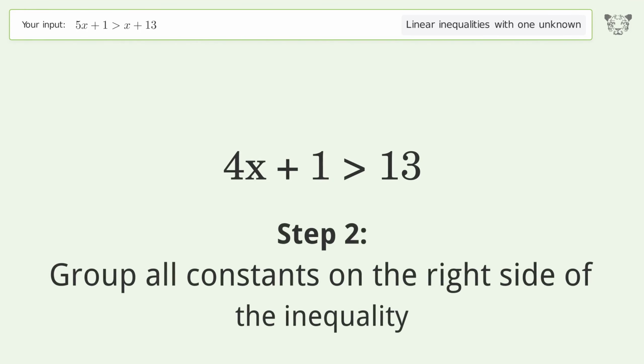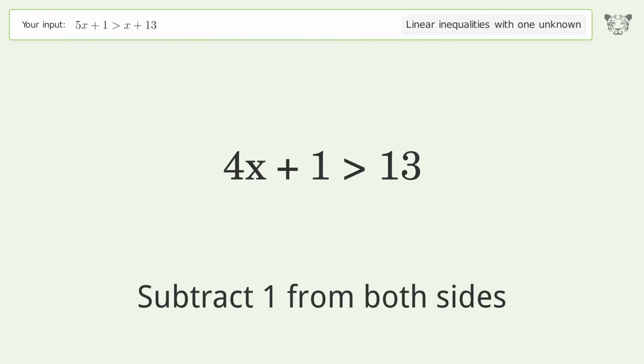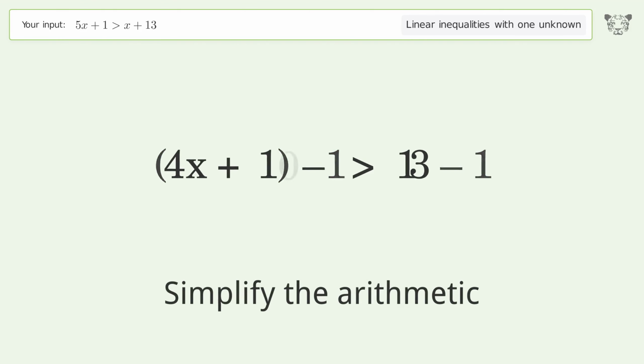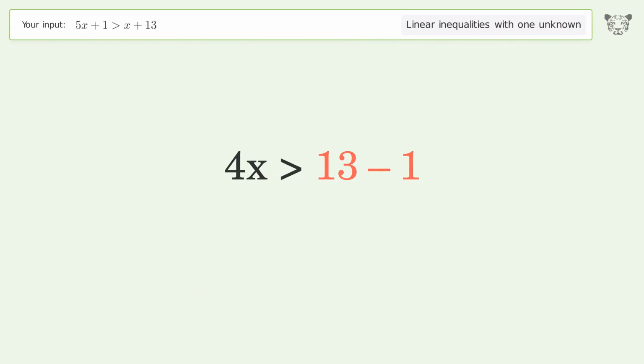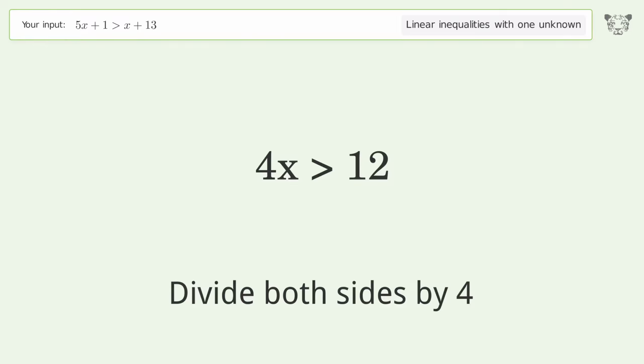Group all constants on the right side of the inequality. Subtract 1 from both sides. Simplify the arithmetic. Isolate the x. Divide both sides by 4.